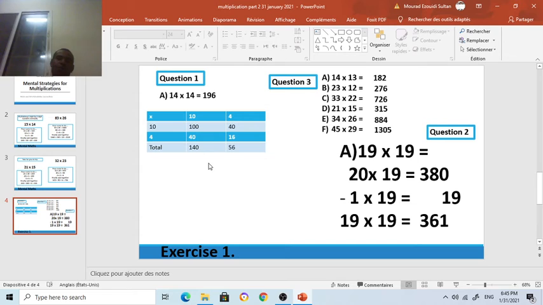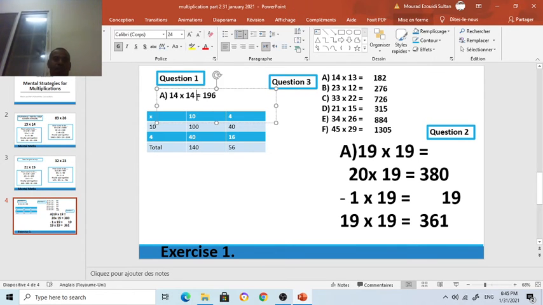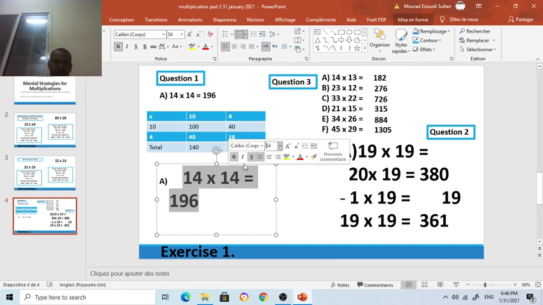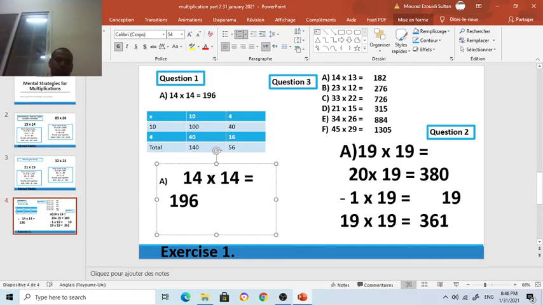Then for question number 1 also, it can work. You can do like that. I will make copy, then I will paste this here. This is the first method, second method. You can make like that. I will make it clear. We told 54, yes, okay.